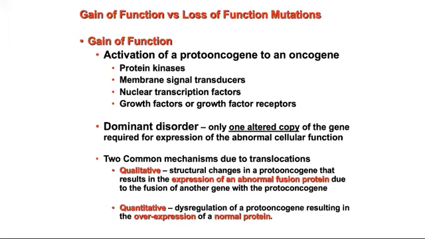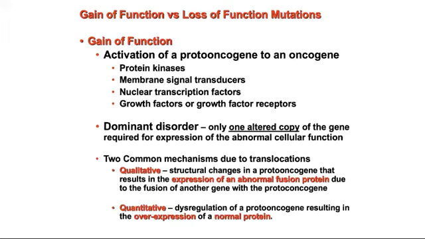Proto-oncogenes are human genes that, when mutated, have oncogenic potential. Some examples of proto-oncogenes are protein kinases, membrane signal transducers, nuclear transcription factors, growth factors, and growth factor receptors. Gain of function mutations are considered dominant, because only one copy of the altered gene is needed for expression of the abnormal cellular function. So there are two general mechanisms of proto-oncogene activation: the qualitative mechanism and the quantitative mechanism.